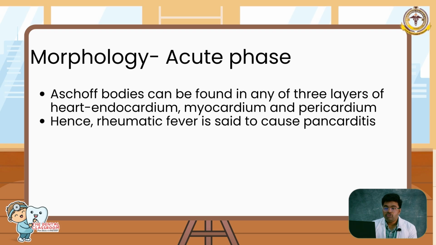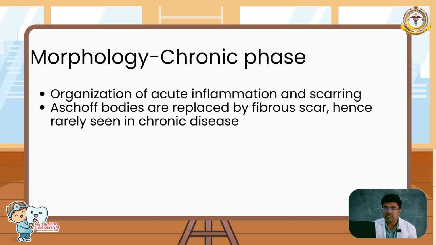As I said, Aschoff bodies can be found in any of the 3 layers of the heart, endocardium, myocardium and pericardium, and hence rheumatic fever is said to cause pancarditis. In the chronic phase, there is organization of acute inflammation and scarring. Since it's replaced by a fibrous scar, Aschoff bodies are less prominent in chronic rheumatic fever.